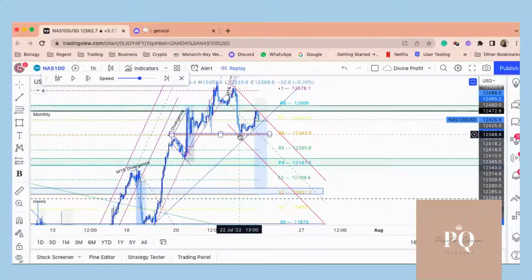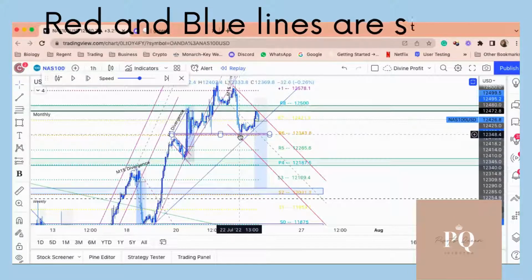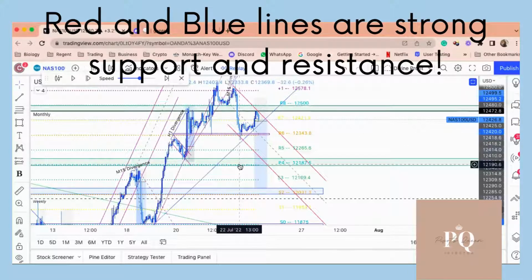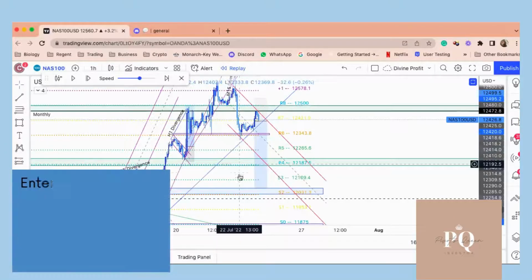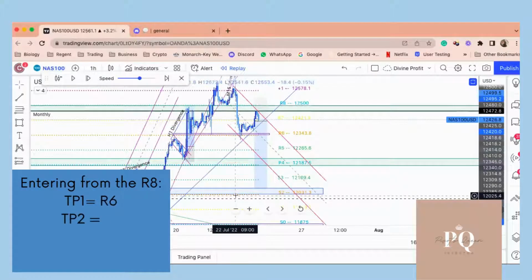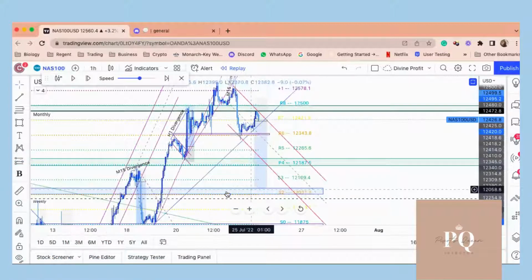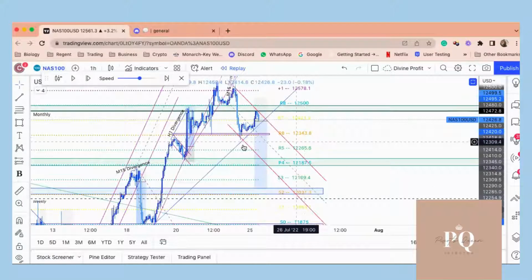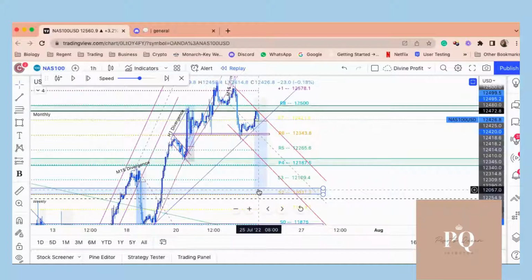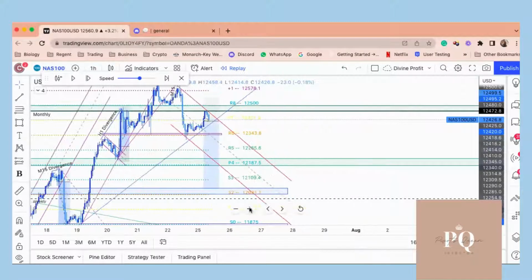My typical take profits, if I'm entering around the 8: TP1 is the R6, basically the red and blue line. R6 is the red line, so that's the TP. P4 is the blue line, so that's the TP. And then the S2 is a red line, so that's the TP. My TP was a little higher because I just wanted to have a TP above this zone, just in case price came and tapped this zone and bounced. So that's why that was my overall TP, and that's why it was so low. Hopefully that makes sense.